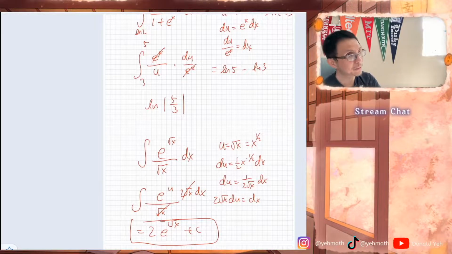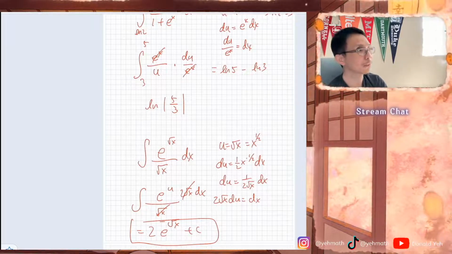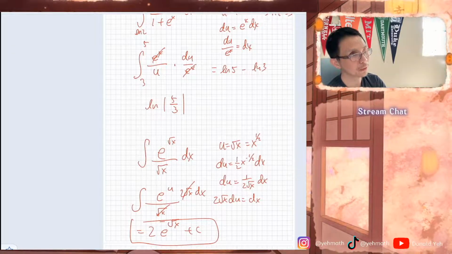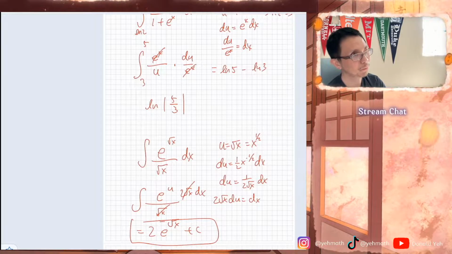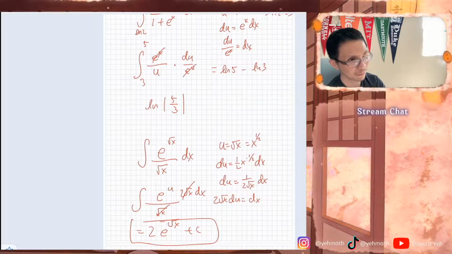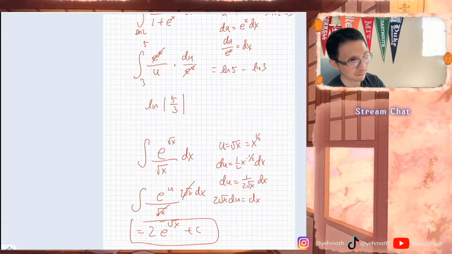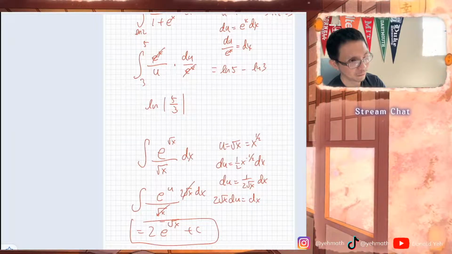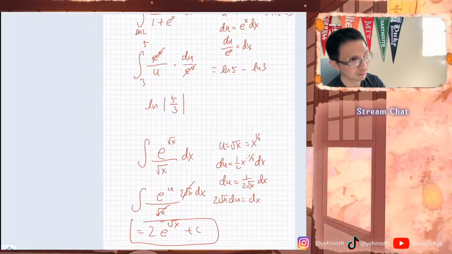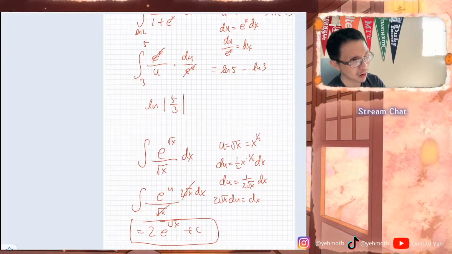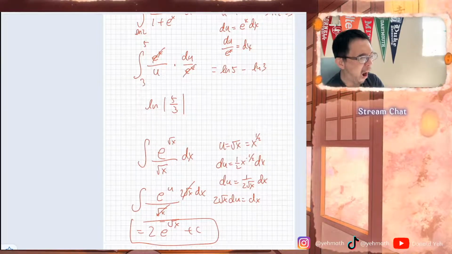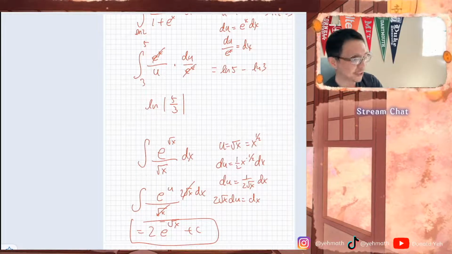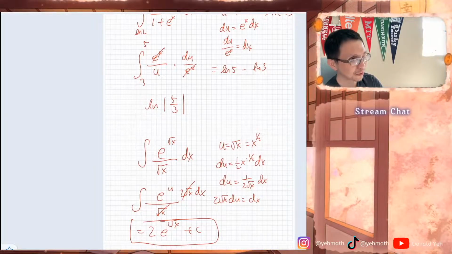Does this make sense? So today's homework, you're responsible for integration and derivative at the same time. If the square root of x is u, then wouldn't the denominator also be u? Yeah. Well, they cancel out. Square root of x and square root of x cancel out.